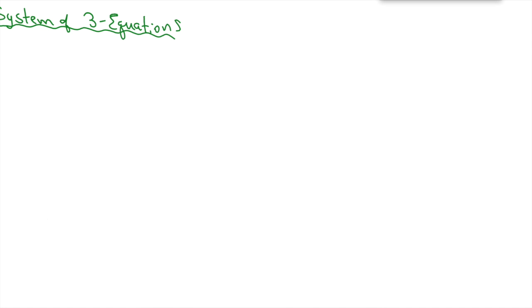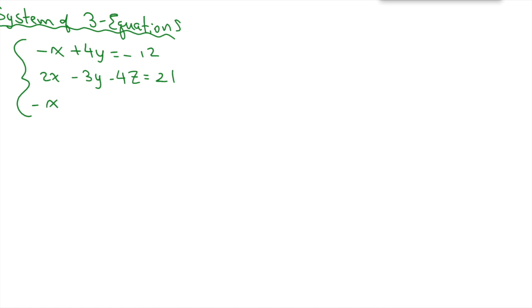I like doing elimination all the time, but there are certain ones that substitution comes in handy. Alright, so this is what a system of three equations looks like. Negative x plus 4y is equal to negative 12, 2x minus 3y minus 4z is equal to 21, and negative x plus 5y minus 8z is equal to 9.